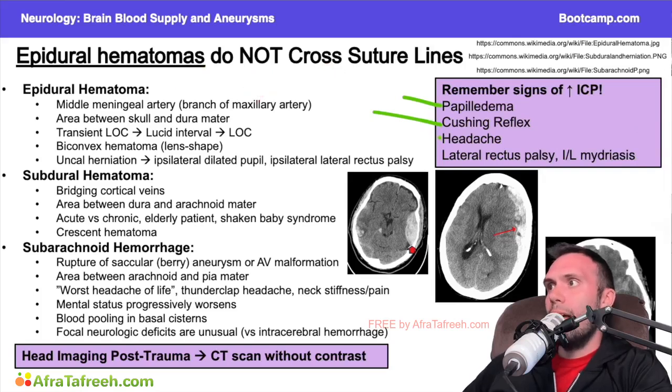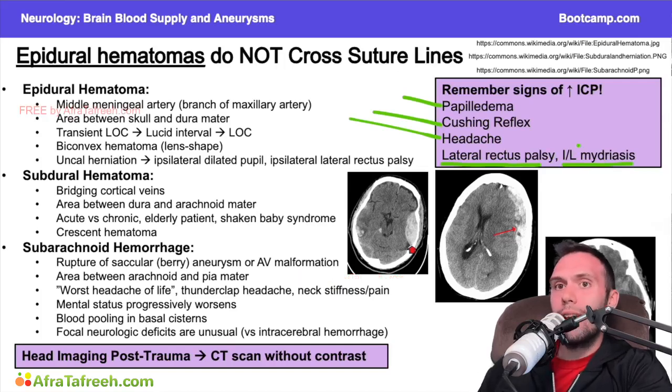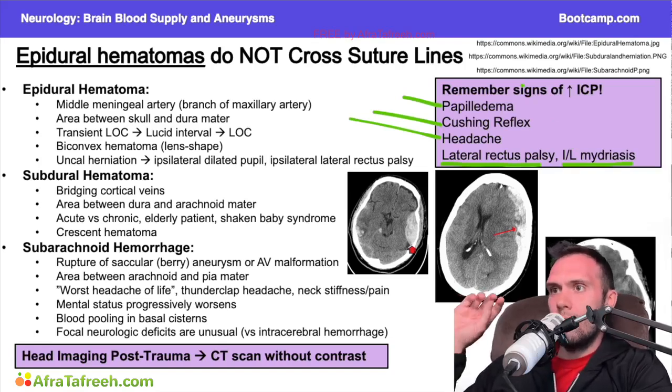Then we have headache on here. This is very classic. The lateral rectus palsy, cranial nerve 6, tends to be affected very early. We may have ipsilateral mydriasis. Again, you can have anisocoria. An ipsilateral dilated pupil is also a sign potentially of increases in intracranial pressure because the parasympathetic fibers, again, are going to be affected first on cranial nerve 3. You might see altered mental status, confusion, nausea, vomiting, etc. But these are the big signs to remember.